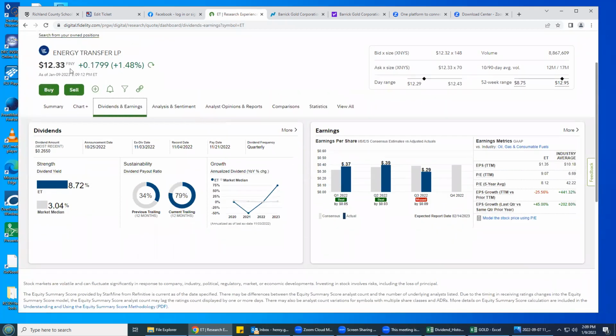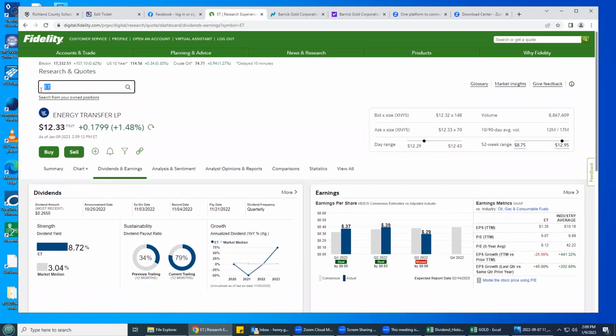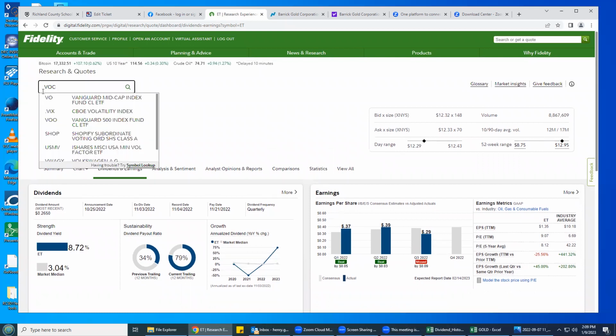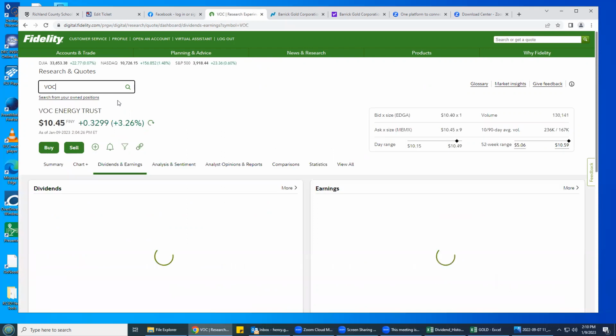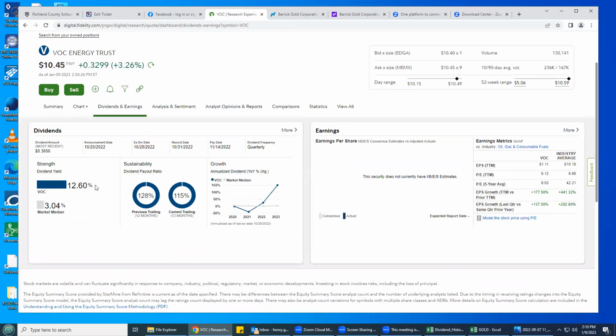So ET is paying 26 cents a quarter. It last paid in November, and it's paying 8.72%, right? Anything over 6-7% they would tell you is very high, and usually the chart is down. That's why VOC is doing extremely well, and it's against the odds. Normally, over a long period of time, yes, it is down, but VOC is paying 12%.